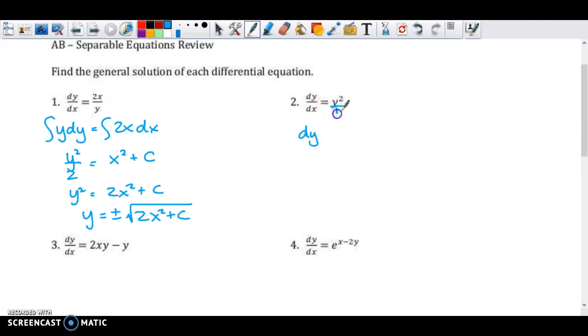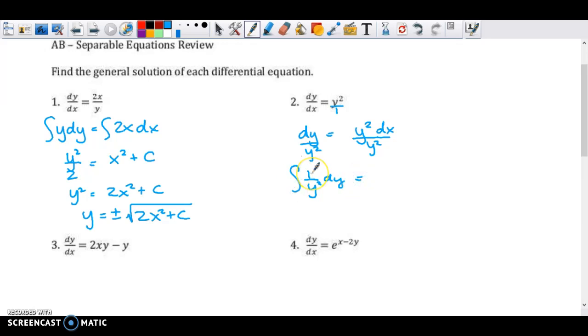Keep in mind that this is technically over 1, so you're going to get dy equals y squared dx. We want to have our y's together and our x's together. So what I'm going to do is divide both sides by y squared. I'm just going to write this so it looks a little bit more familiar as 1 over y squared dy. I always like to have my dy's off to the side.